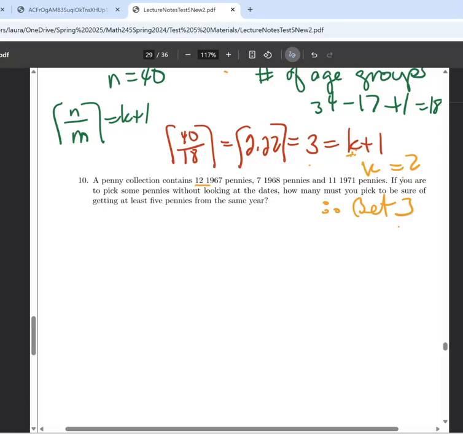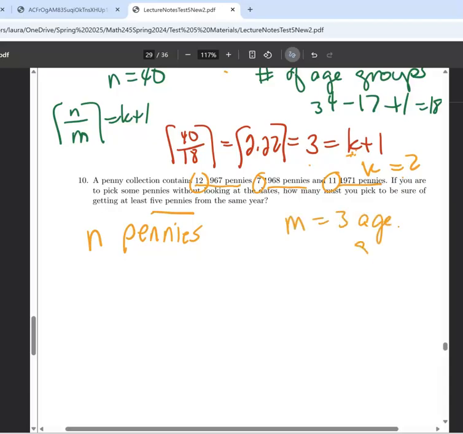So I've got this whole bunch of pennies, these different years, 11, 7, 12. Okay. So somehow, let me get rid of this. So I'm going to pick some pennies without looking at the dates. How can you be sure that you pick enough of them to get 5 in the same year? So I don't know how many pennies I need to pick. That's what I'm trying to find. And how many years do I have? Oh yeah, I can see that there's 3 years. And it's kind of just extra information that they're telling me how many pennies of each.